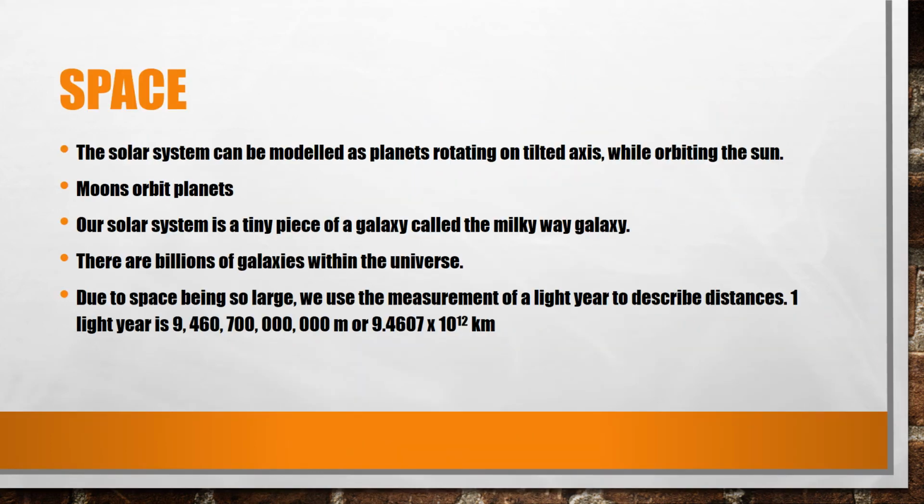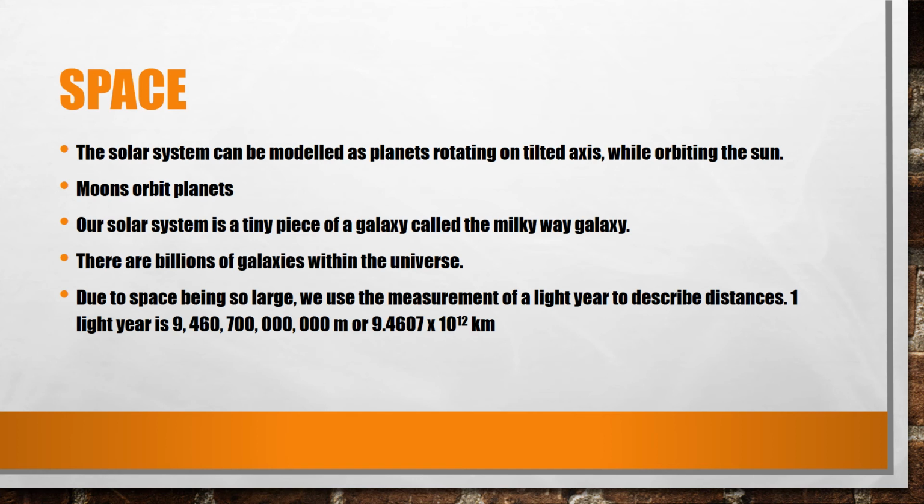The solar system is made up of planets tilted on axes, orbiting the sun with moons orbiting those planets. Our solar system is known as the Milky Way galaxy due to its milky-looking color. This is due to all of the stars or light-emitting bodies within our solar system. The Milky Way is only one of billions of possible galaxies within the universe.